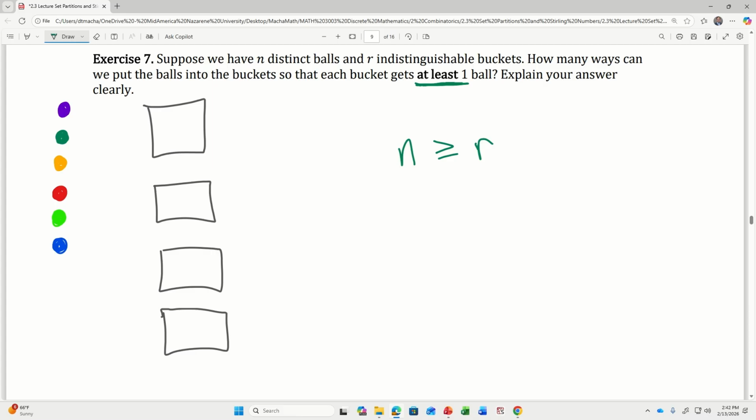N choose r would be the number of ways you could choose 4 out of these 6 balls. It's at least one ball, not at most one ball per each bucket, so that's not the same. Yeah, it wouldn't be the same.